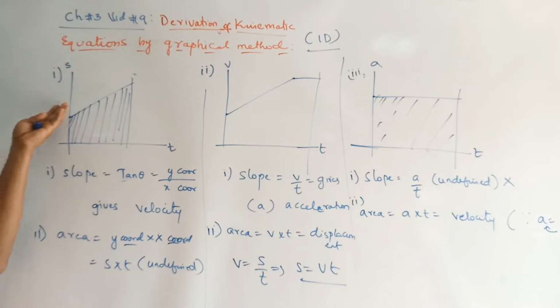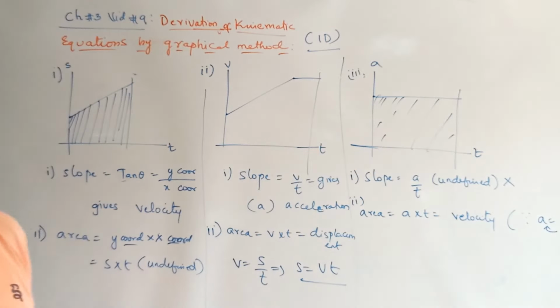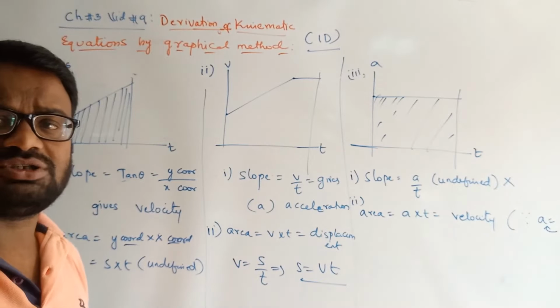Whereas area of this one is equals to what? Area of this is undefined, and slope of this is undefined. These 6 important points you should remember: area and slope of three different graphs. A student must be well versed.